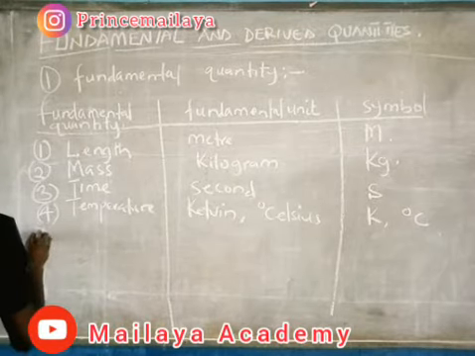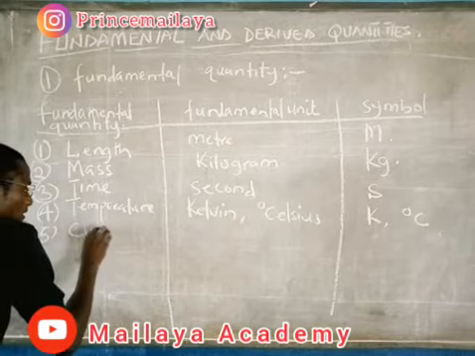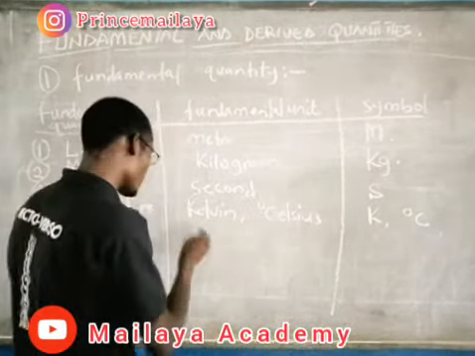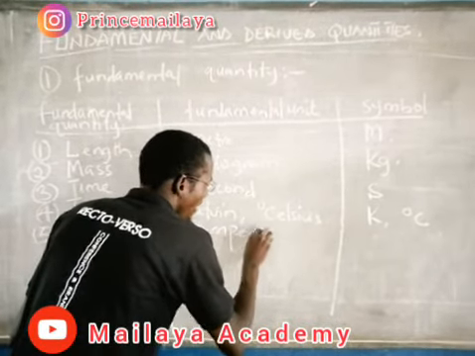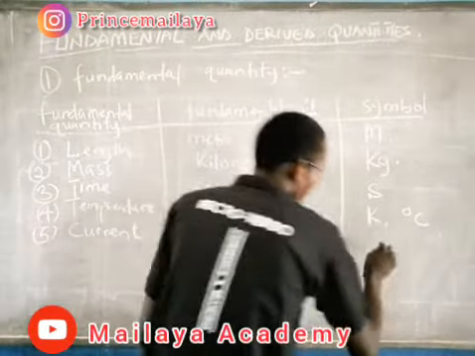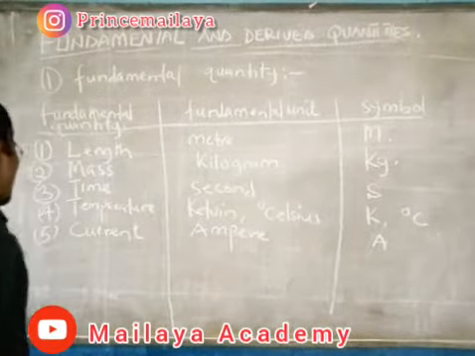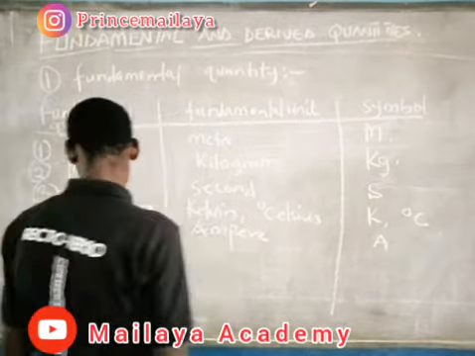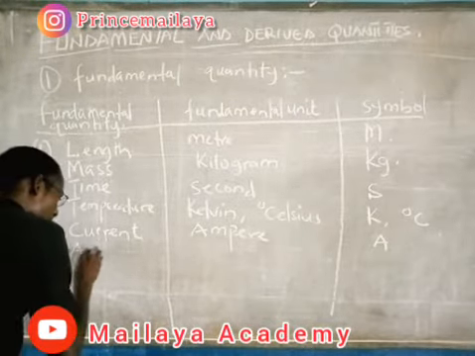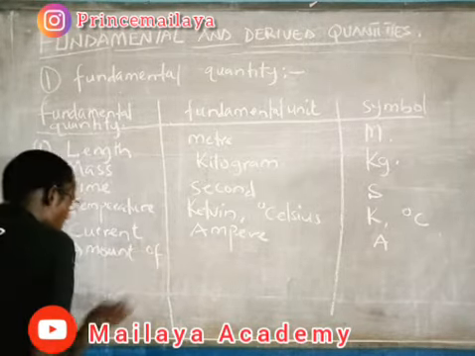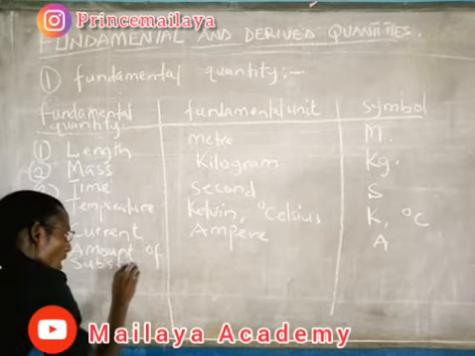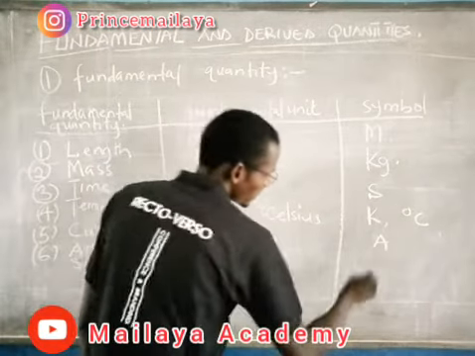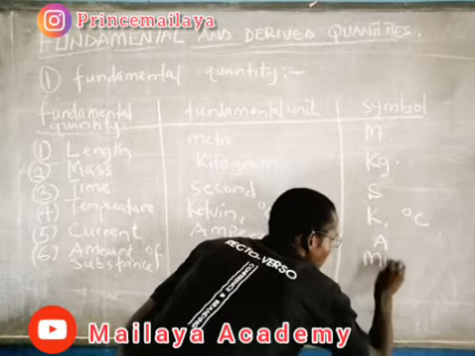The next fundamental quantity is current. Current is measured in what? It is measured in ampere, and the symbol of ampere is simply A. The next, number six, is amount of substance. Amount of substance is measured in mole, and the symbol of mole is simply written as mol.